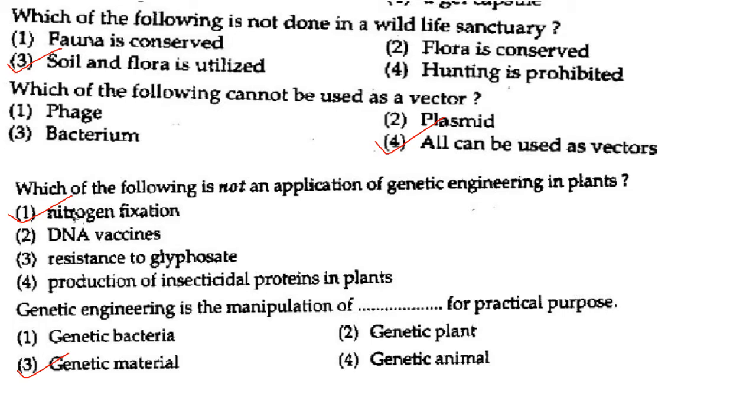Next one. Genetic engineering is the manipulation of dash for practical purpose. Option 1, genetic bacteria. 2, genetic plant. 3, genetic material. 4, genetic animal. Answer is option 3, genetic material.